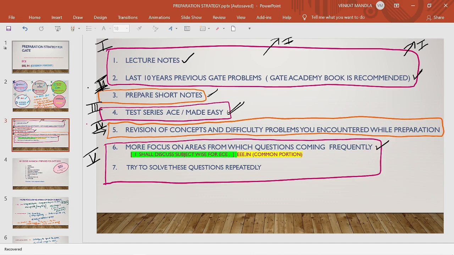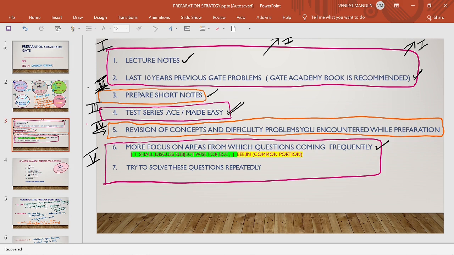I'm summarizing this slide. The first block is lecture notes and previous year GATE problems. This will take most of your time, at least 70% of your time. Next, the second block, prepare short notes. It won't take that much time. I can't give a percentage for this, it depends on you: how many subjects you find difficult, and how much percentage of the concepts you find difficult.